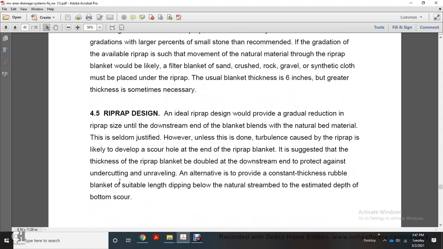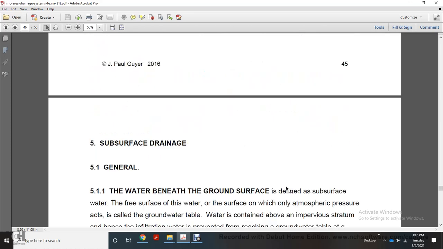Riprap design: an ideal riprap design will provide a gradual reduction of riprap size downstream of the blanket to the natural bed material, but this is seldom justified. However, the turbulence caused by the riprap is likely to develop a scour hole at the end of the riprap blanket. One suggestion is to double the thickness of the riprap blanket at the downstream end to protect against undercutting and unraveling. An alternative is to provide constant thickness for the blanket over a suitable length, with a dip below the natural streambed to the estimated depth of the bottom scour.